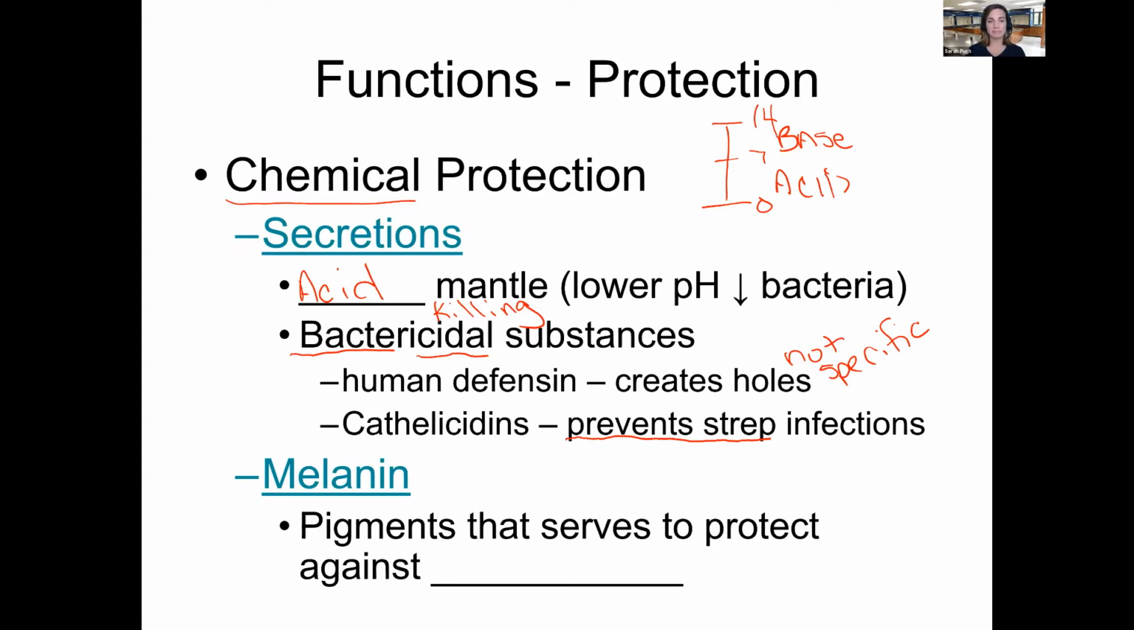Now another one is, another chemical protection is melanin. Melanin is a pigment that actually protects against UV rays. And I'm going to open up a little whiteboard up here so I can draw. And so typically what will happen, can you all see my whiteboard?